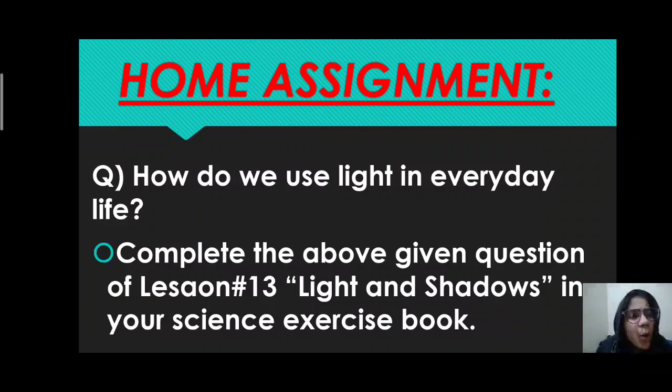Now, what is your home assignment, class 3? The question is written on your screen. How do we use light in everyday life? Write any 3 to 4 points telling how we use light in everyday life. You have to complete this question on your own. Complete this question in your science copies. Write down the question with blue color and make sure to write down the correct answer.